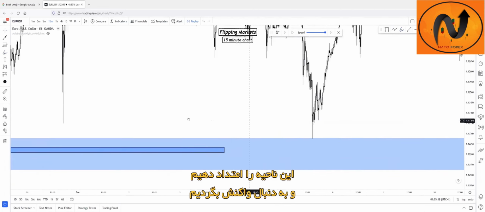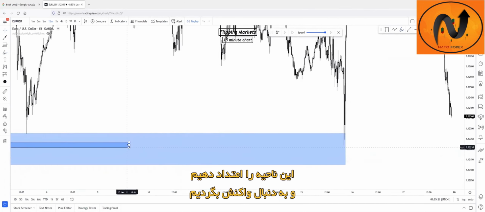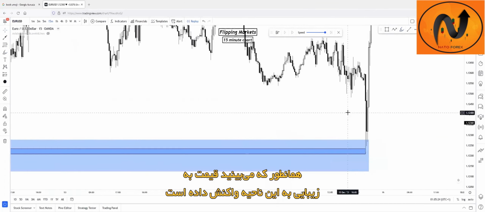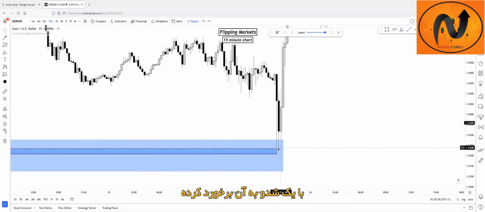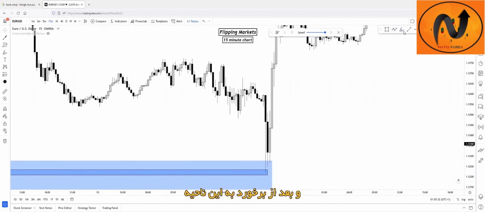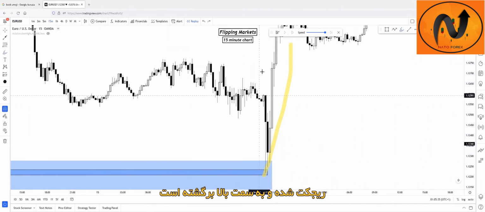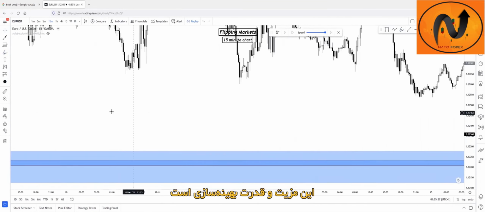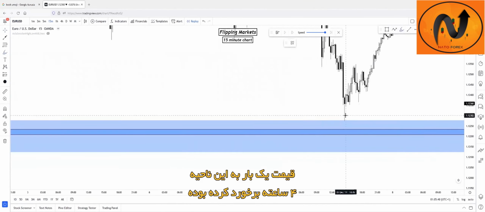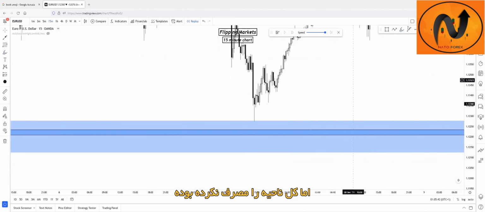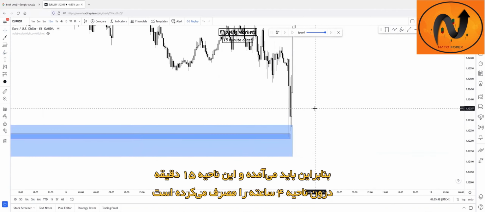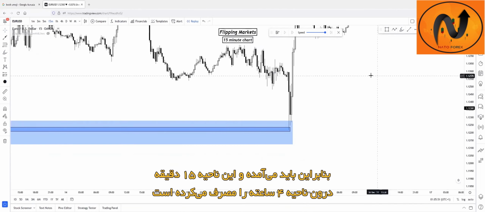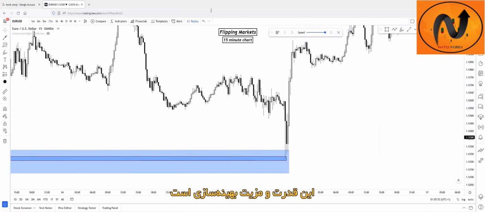Let's just extend this zone and search for a reaction. As you can see, price perfectly tapped this zone with this wick, and after the tap of this zone, it rejected and reversed the price to the upside. So this is the power of the refinements, because as you can see, price has already tapped this zone, the 4-hour one, but it didn't mitigate the full zone and didn't mitigate the 15-minute zone. So it had to come down to mitigate the 15-minute zone inside of the 4-hour. This is the true power of the refinements.